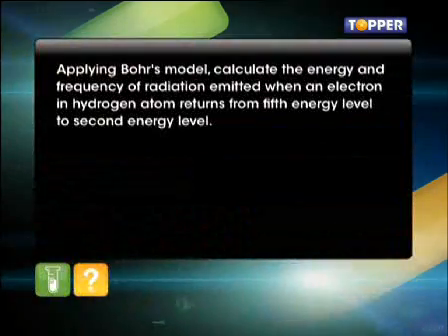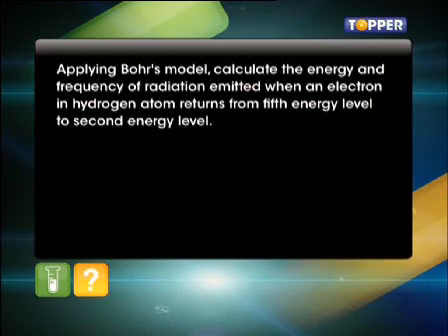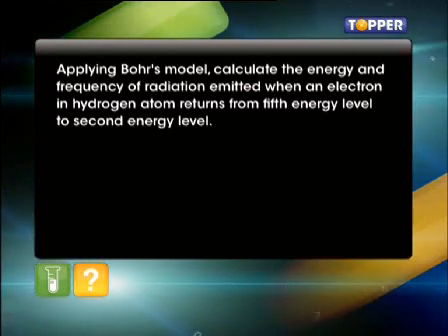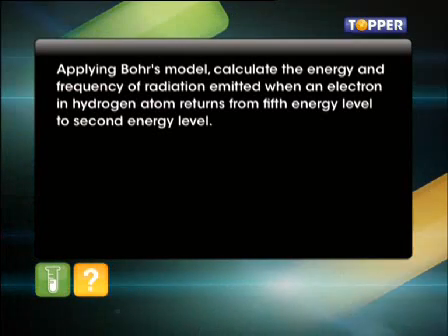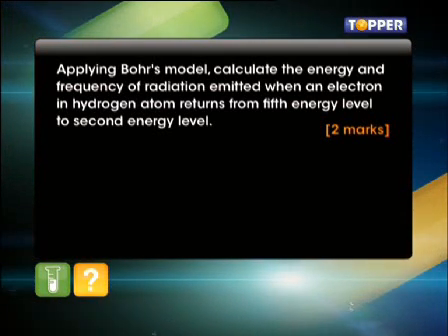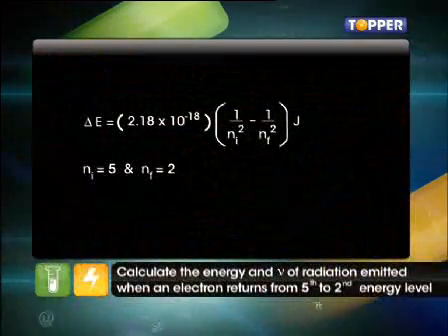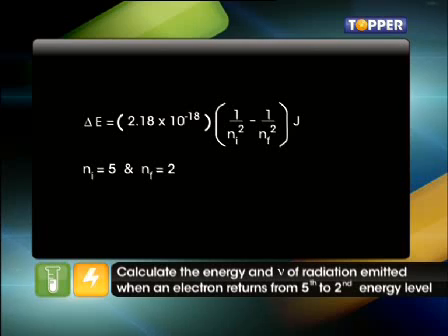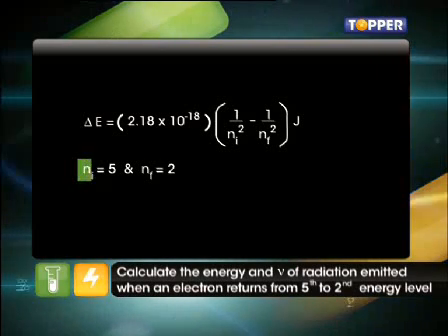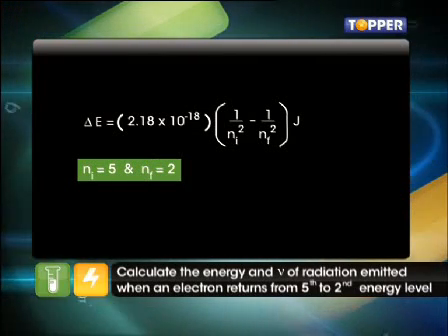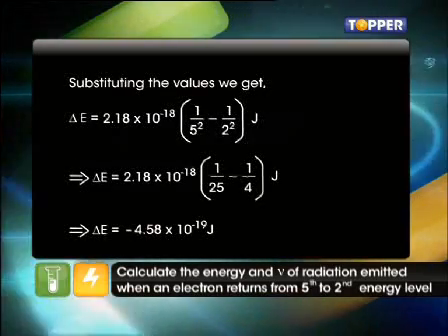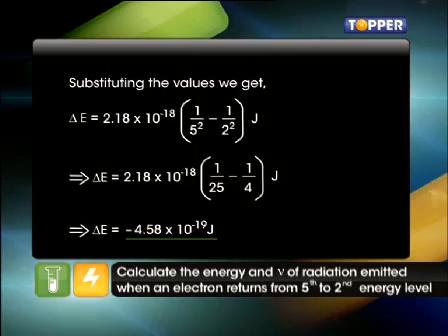So, let's learn the ideal way of answering by taking up this example based on Bohr's model. Applying Bohr's model, calculate the energy and frequency of radiation emitted when an electron in hydrogen atoms returns from 5th energy level to 2nd energy level. To find the energy, we use the relation between energy and various levels. Here, Ni is equal to 5 and Nf is equal to 2. Substituting the values, we get value of energy. This step gets you 1 mark.